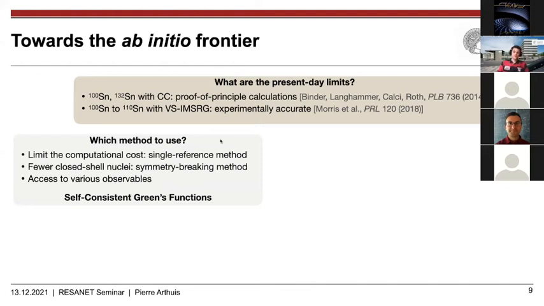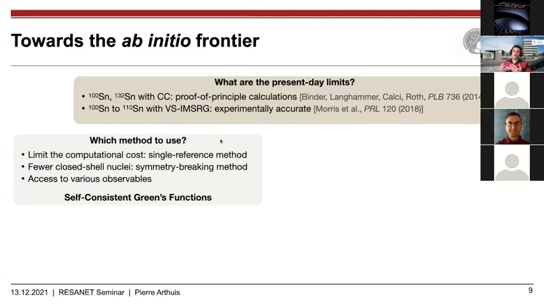Well, if you are working with such heavy nuclei, you want to limit the computational cost, and usually a good way to do this is to stick to single reference method. The thing though is when you work towards heavier nuclei, you have less and less double closed shell ones, which means that if you stick to single reference method, the only way to be able to tackle all nuclei is to work with symmetry breaking ones.